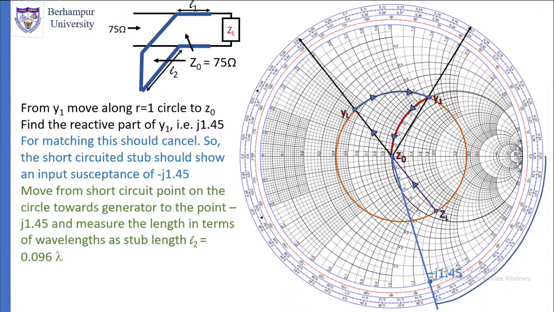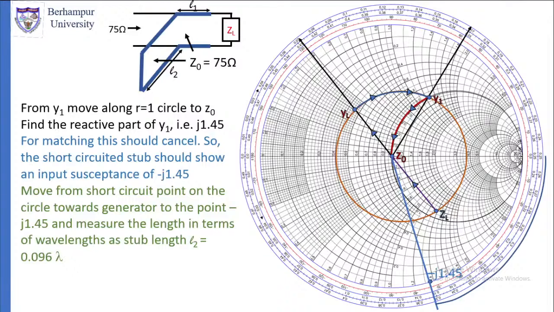So move from the short circuit point on the outer circle towards the generator to the point J1.45 and measure the length in terms of wavelengths as the stub length. So that is stub length L2. Now you can measure that length. That length will be 0.096 lambda.